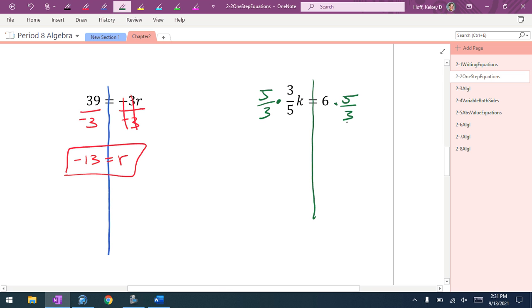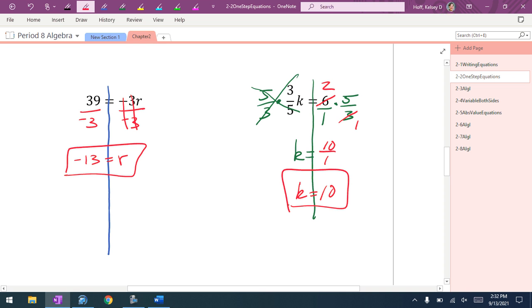Multiply by 5/3. 5's cancel, 3's cancel. We're left with K equals multiply across or cross simplify. Which two numbers can you reduce? 6 would become a 2, 3 would become a 1. Now multiply across. 2 times 5 is 10, 1 times 1 is 1. One more simplification. 10 divided by 1 is 10. And the reason I say this is not always is it going to be a 1 down here.